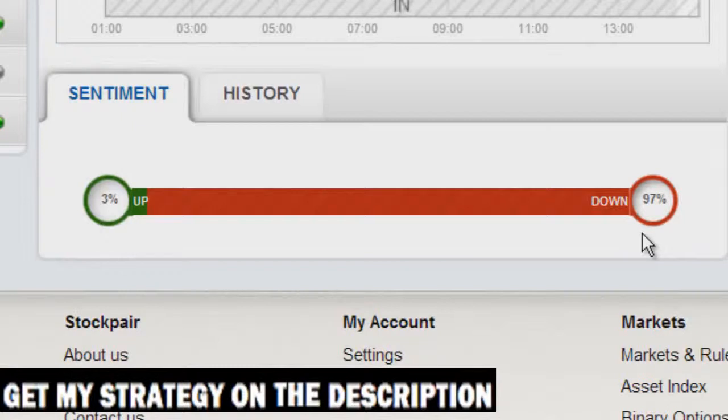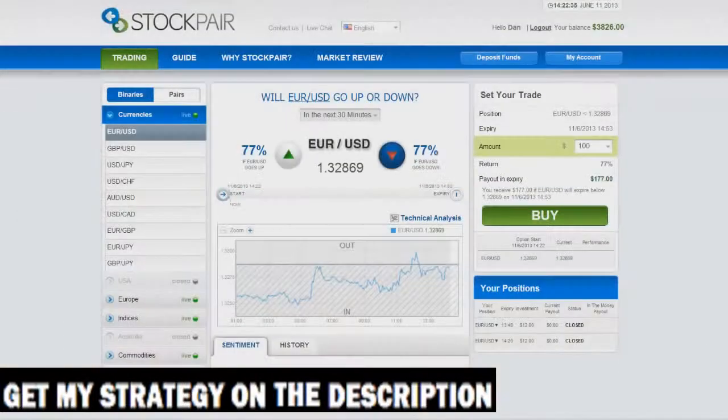Okay? So, the first step of the system is we check the direction of the majority of traders using the Sentiment tool. As we see here, we've got 3% of traders saying the price will go up and 97% stating it's going to go down. So, right now as the tool shows, the majority of traders are saying the Euro USD is going to go down. So, I'm going to follow them. I'm going to trade with the put or down button.